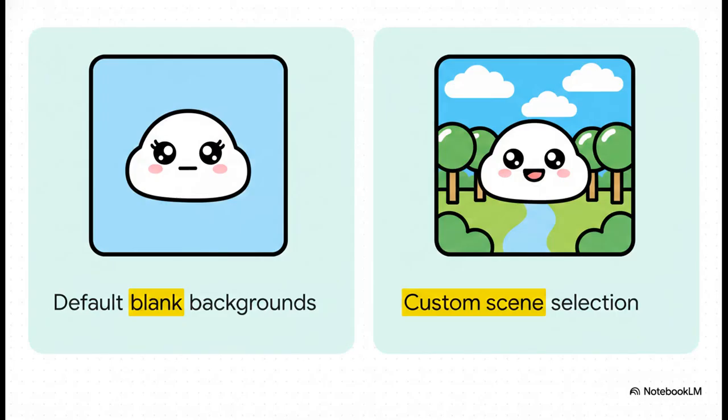But of course, a great character needs a great world to live in, right? Think about the stark difference between those default blank backgrounds and a custom scene selection. It is absolutely crucial that you click the background option. Seriously, don't just settle for those boring default backdrops. Swap them out for a vibrant setting, whether it's a bustling city street or a quiet park. It gives your specific narrative that essential context.